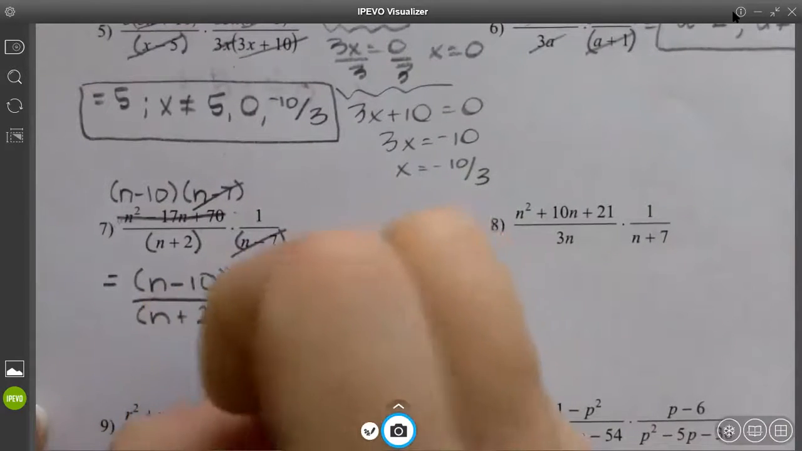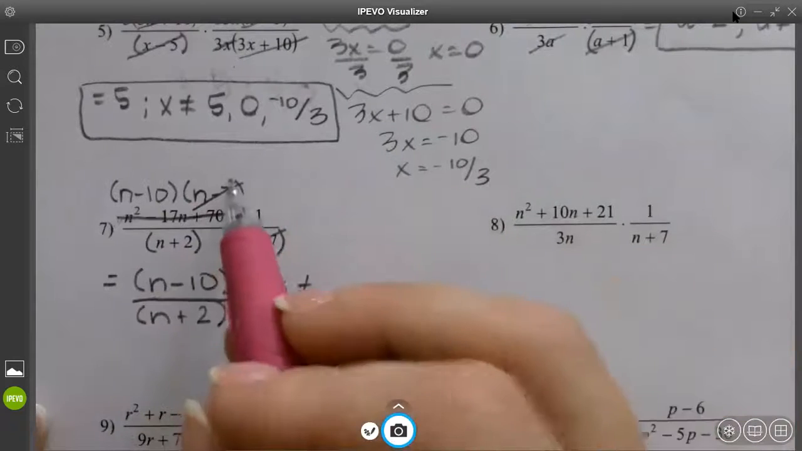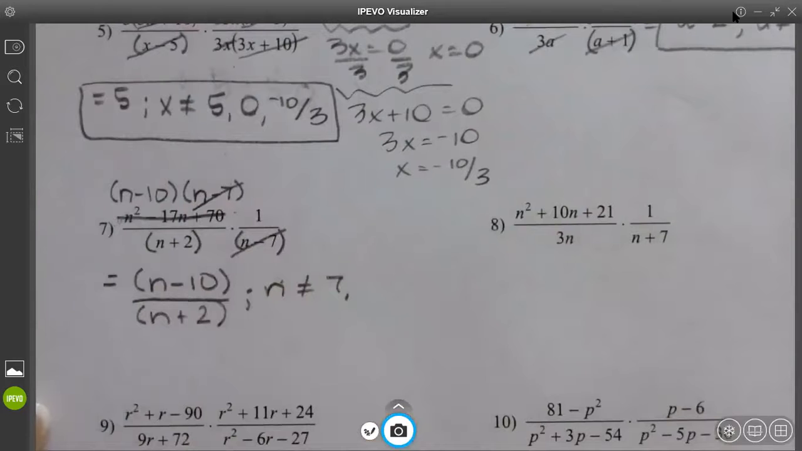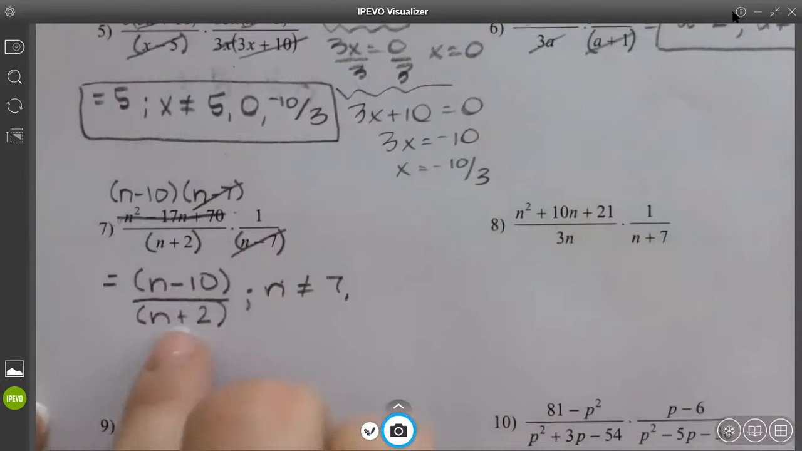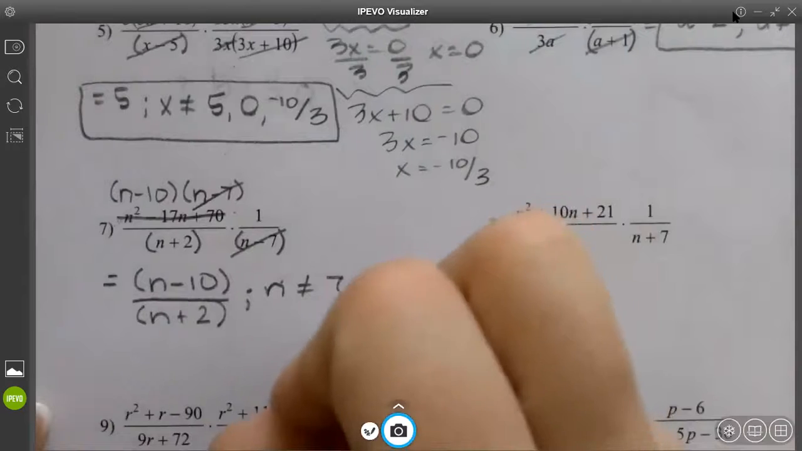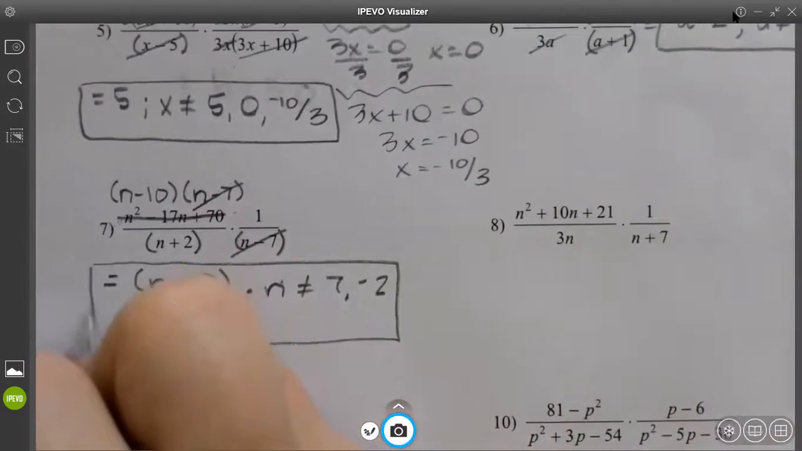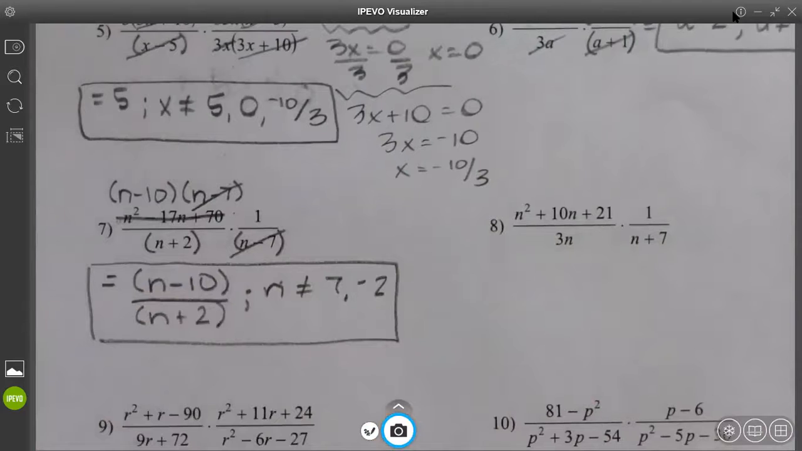And then we need our points of discontinuity. I marked out a negative 7, so a positive 7. So there's 1 hole at 7. I do have a variable in the bottom. It's n plus 2. So n equals negative 2 is going to be a point of discontinuity, and that will be a vertical asymptote. It's literally that simple. The only way it gets harder is if you have to slide and divide. And that's easy. It's just time consuming. Okay. So that's literally as hard as it gets.